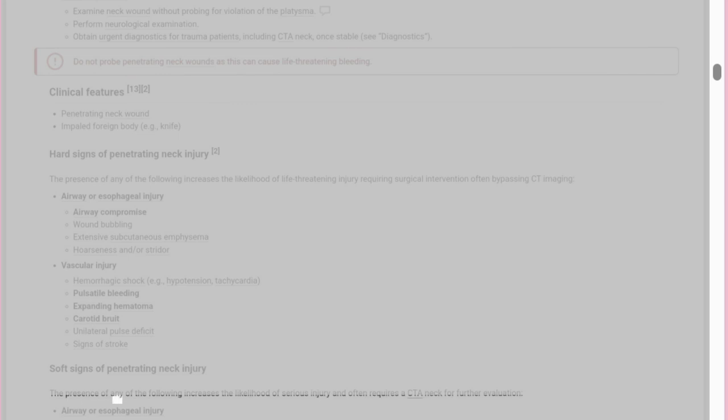The presence of any of the following increases the likelihood of serious injury and often requires a CTA neck for further evaluation. Airway or esophageal injury: hemoptysis and/or hematemesis, dysphonia, dysphagia, mild subcutaneous emphysema. Vascular injury: minor bleeding, non-expanding hematoma, proximity wound. Cervical collars can obscure injuries. Remove the cervical collar and maintain manual inline cervical stabilization while examining the patient.